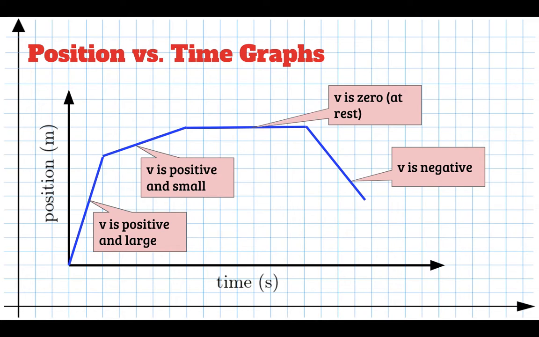All right, so position versus time, the slope tells you the velocity. The slope can be positive if the object is moving to the right. It can be negative if the object is moving to the left.